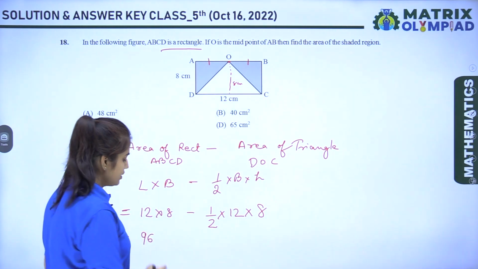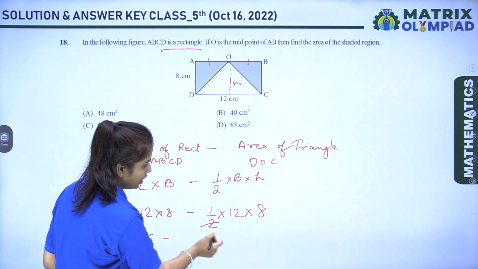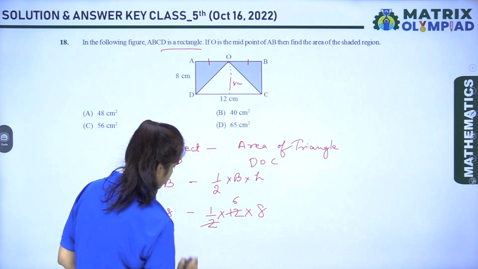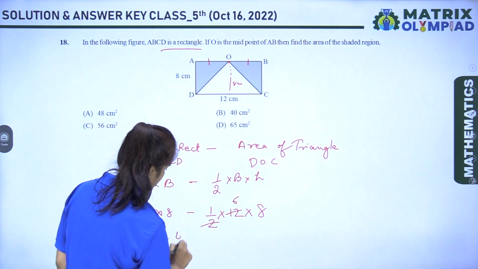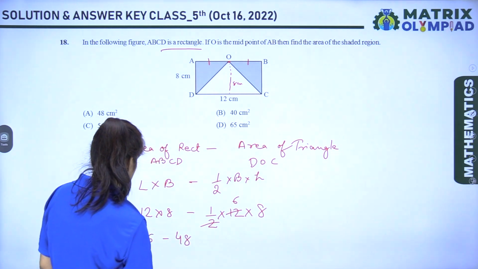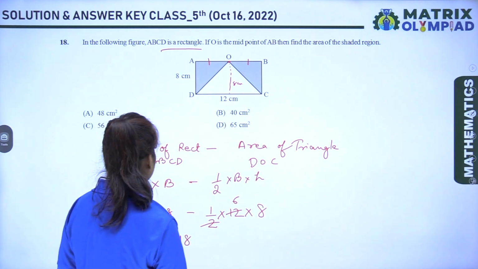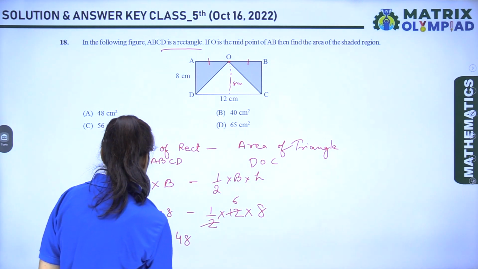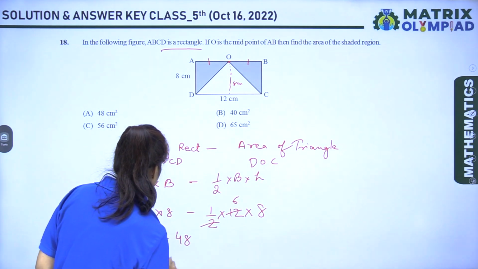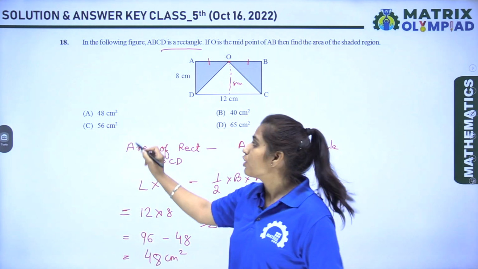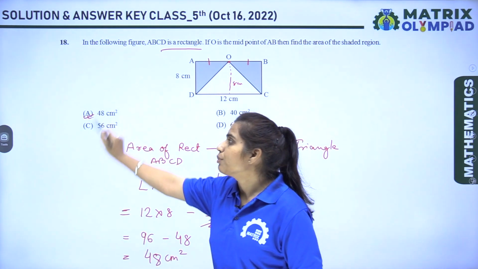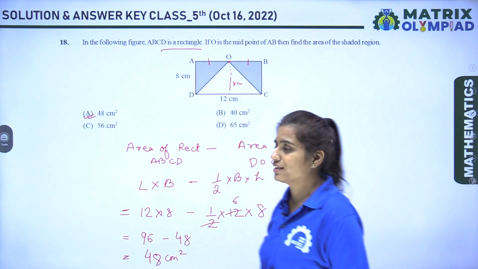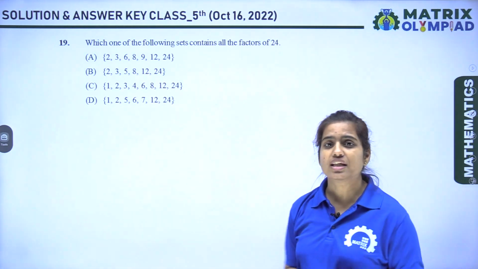Now let's do the calculation. 12 times 8 is 96 minus, in simplest form, 48. Now 96 minus 48 will give us 48 centimeter square. According to the options, we can see that option A is the correct answer. Now, let's begin with the 19th question.